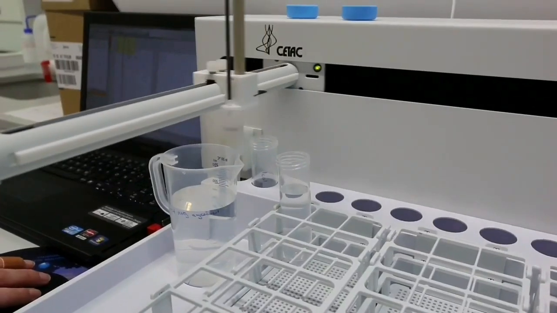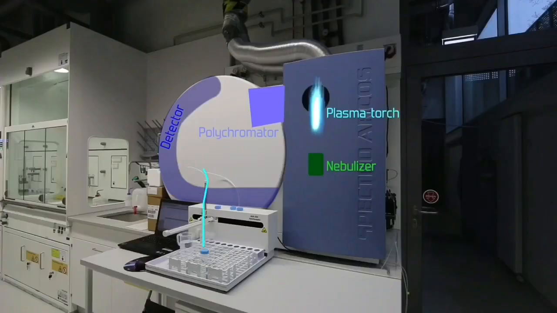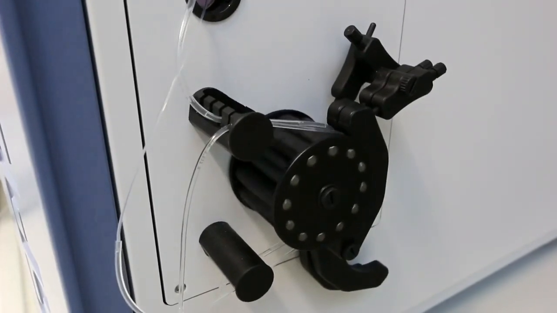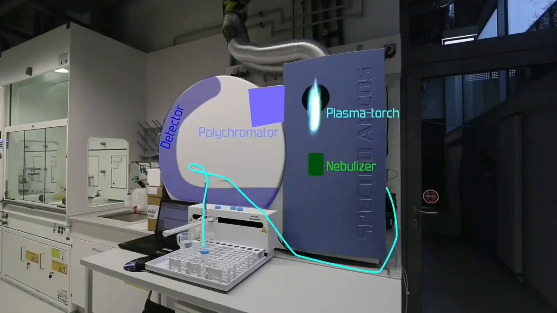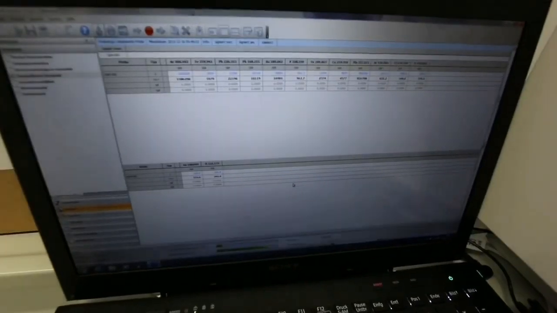After that, over a pump system, the solution is sucked into the nebulizer to convert the liquid sample into mist or aerosol. The mist is then directed to the plasma flame. So, as you can see, this is the plasma flame. The sample is atomized in the flame and the emitted light is led over a polychromator to the detector. The information can be obtained from the software on the computer.